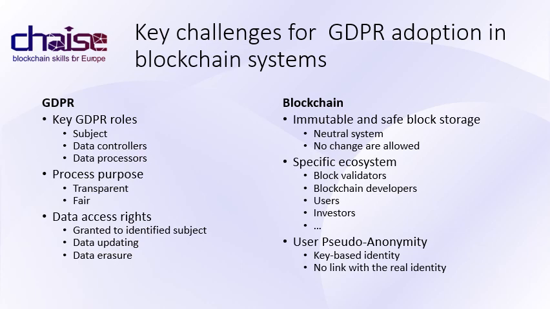As a technological object, blockchain systems can be seen as a neutral system, providing an immutable and safe storage of blocks storing peer-to-peer transactions. It means that there's only one process purpose, the immutable storage, and that no change is allowed, which can be seen as opposed to data updating and data erasure requirements.